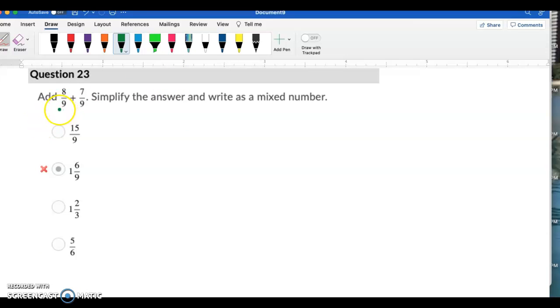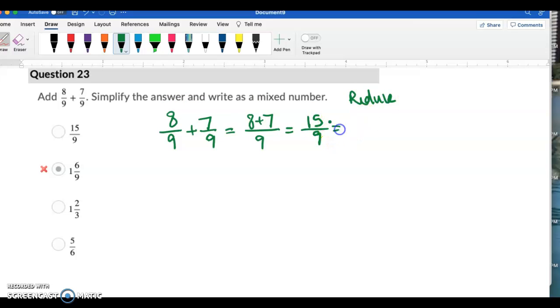Okay, so when we add fractions, we keep the denominator. So here's 8/9 plus 7/9. So we want a total of 8 plus 7 over 9, and that is 15/9, but they want it as a mixed number. But first I'm going to reduce. The top and the bottom can both be divided by 3. So that's going to give me 5 in the numerator and 3 in the denominator. Well, how many times does 3 go into 5? Once. And how much is left over? 2.